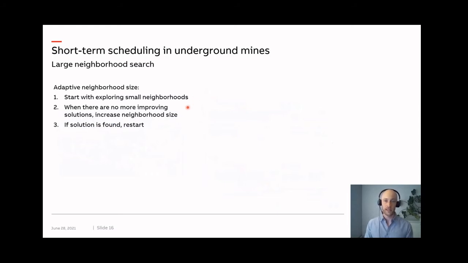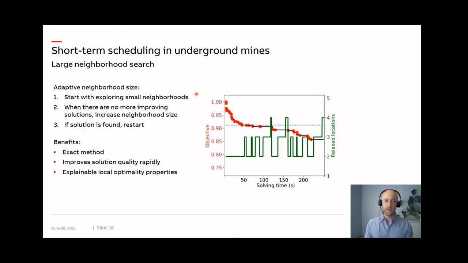And then we increase the size as all small neighborhoods have been searched, but with one exception. If a solution is found, we start all over again from small neighborhoods. And this comes with a couple of benefits that I will now briefly demonstrate using this example run. So the red dots here are objective values, and the green line here corresponds to the neighborhood size.